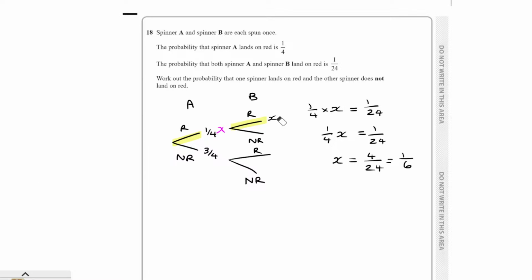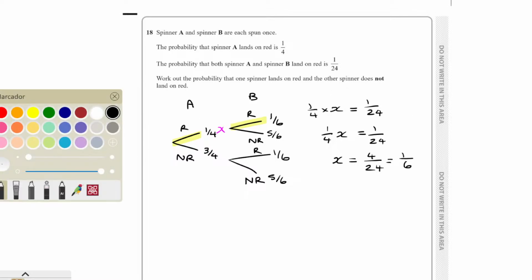So I can come back now because they've also asked me something else beyond just working that out. If that's 1/6, then not red for B would be 5/6, wouldn't it? Again, that has to add up to 1. So I've completed my probability tree. Now let's actually go back to what the question was asking. Work out the probability that one spinner lands on red and the other spinner does not.